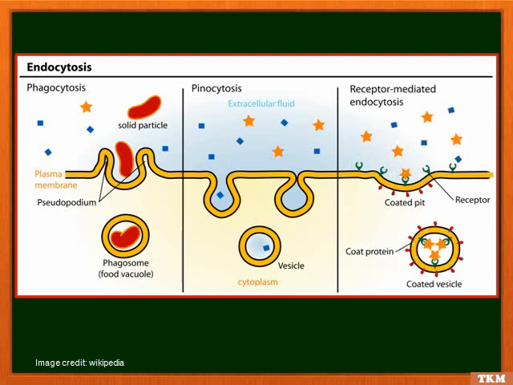Then there's something called receptor mediated endocytosis, where different proteins come and attach themselves to the receptors that are present on the surface of the cell, and by attaching to these receptors, the proteins are able to enter inside the cell by forming a coated vesicle.